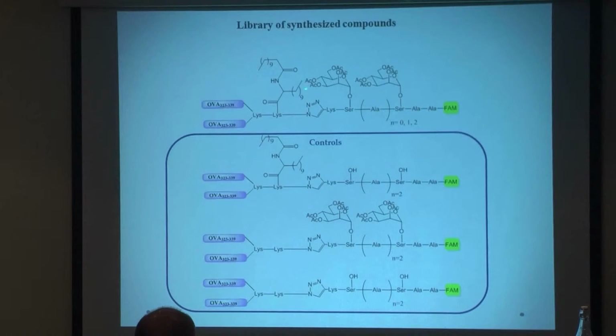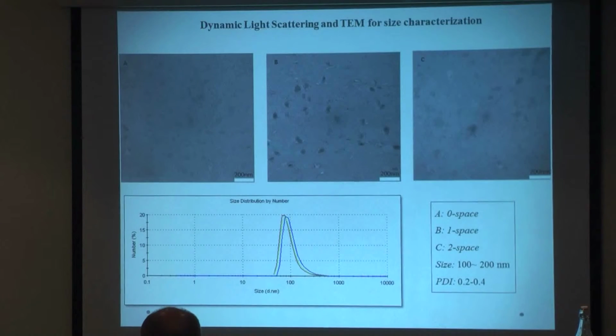So here's the final library of compounds. You can see I have the main library of vaccine constructs with different numbers of spacers between the mannose moieties. And then I have some controls, without any mannose in the structure, or without any lipid, or without any mannose and lipids, to look into the different properties of these structures.